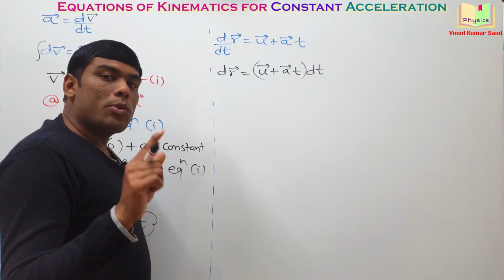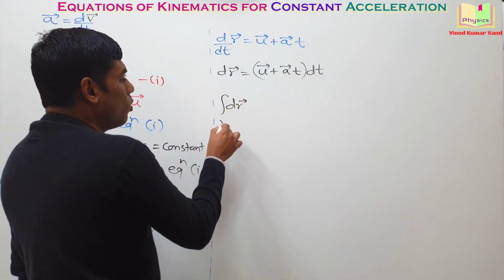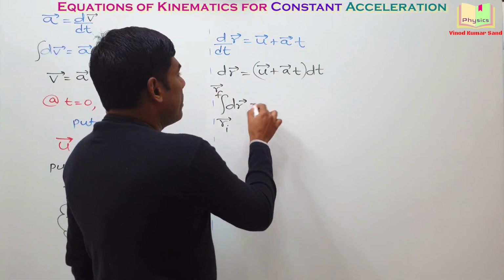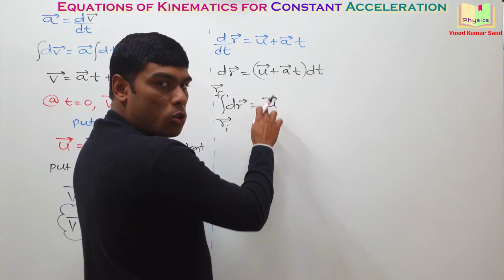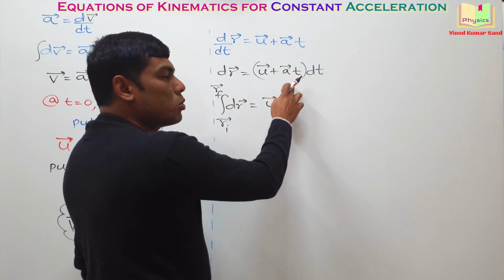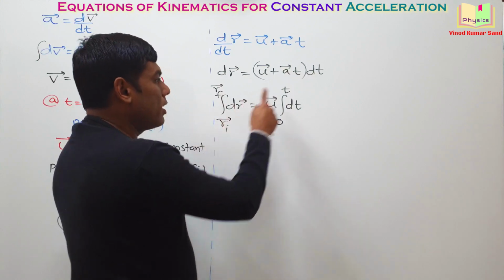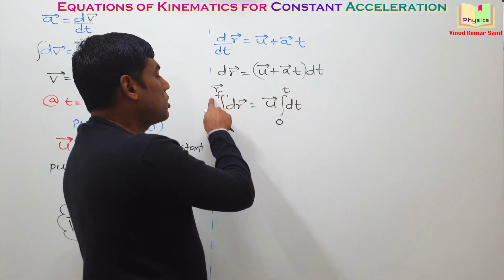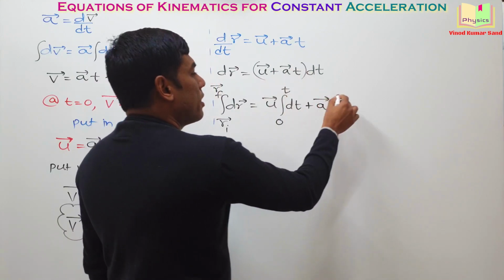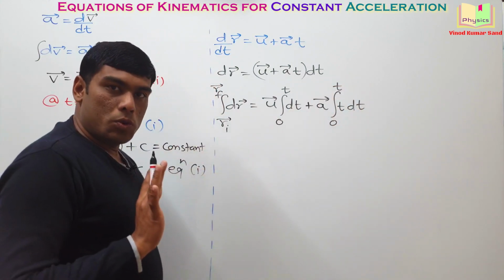Now this time I'll be doing the definite integration. So for the LHS, the lower limit is r initial and the upper limit is r final. And in the RHS, u is a constant, so I'll take it outside of the integration. The limit of time varies from 0 to t. At t is equal to 0, the position is r initial. At t is equal to t, the position is r final. Okay. Plus acceleration is a constant, so it will be taken outside of the integration of t dt, and the limit is from 0 to t.